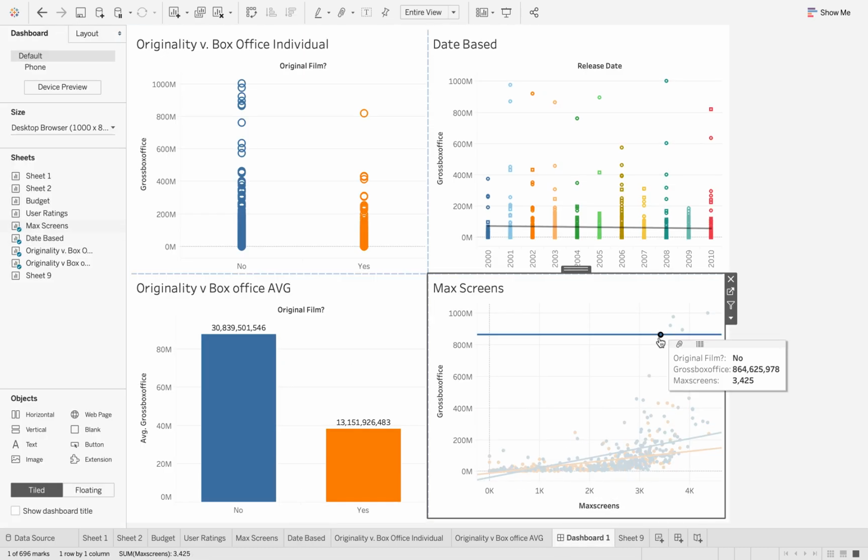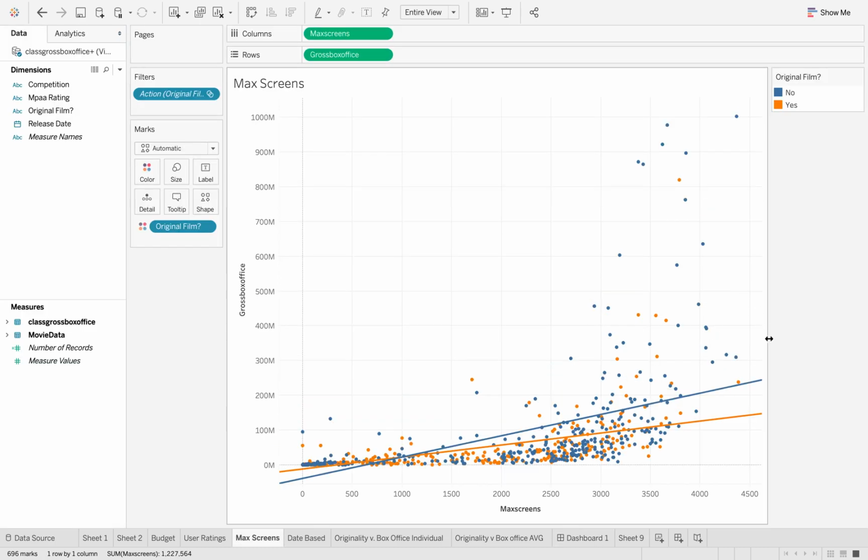And back to the dashboard, we have the max screens graph. The original film trend line has a lower slope than the non-original trend line, meaning that the average tends to increase a bit faster with movies that aren't original than those that are. So once again, that combined with a lot of the outliers based on their max number of screenings compared to their gross box office show a further reason to make a movie that isn't original.